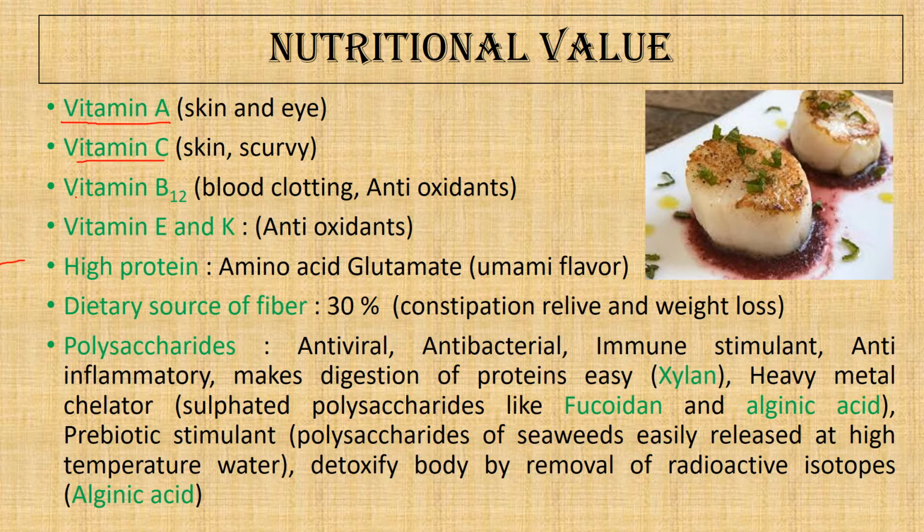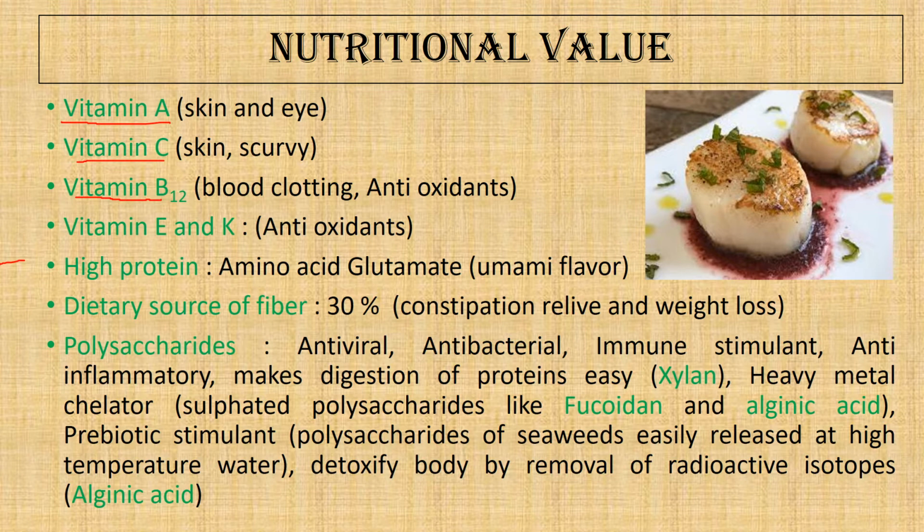Next is vitamin B12. We know that vitamin B12 is mostly found in animal sources of food, but for vegans, the different types of seaweeds are a very good source of vitamin B12. But in most seaweeds, vitamin B12 is not in a bioabsorbable form, so for that reason they have been termed pseudo vitamins. But in dulse, vitamin B12 is in a bioavailable form, that is, it can be absorbed in our intestine.